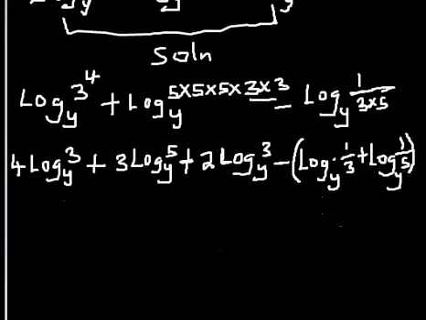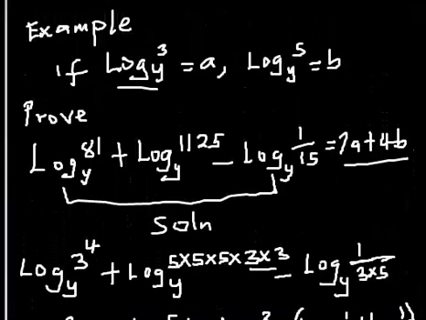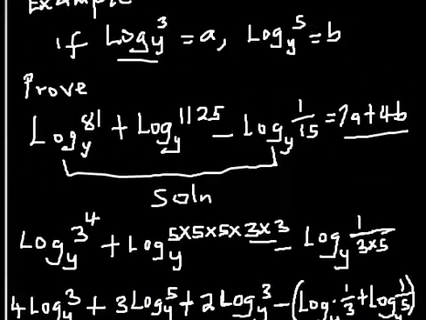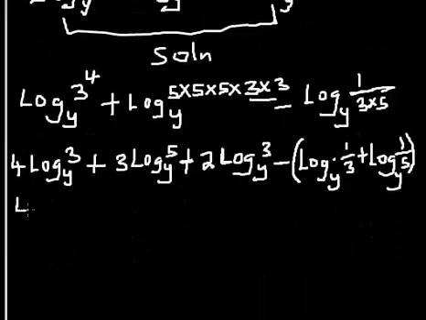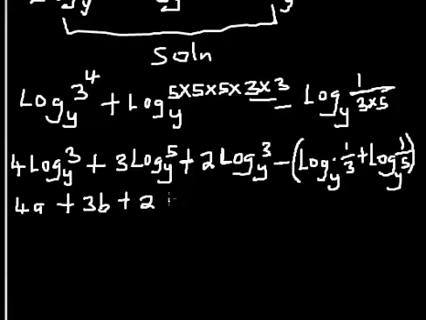So with what we have now, we can now do our substitution. Remember, log 3 in base y is a and log 5 in base y is b. So I'm having here 4a, here I'm having 3b, here I'm having 2a, minus, here I'm having, what am I even going to be having here? Log 1 all over 3.